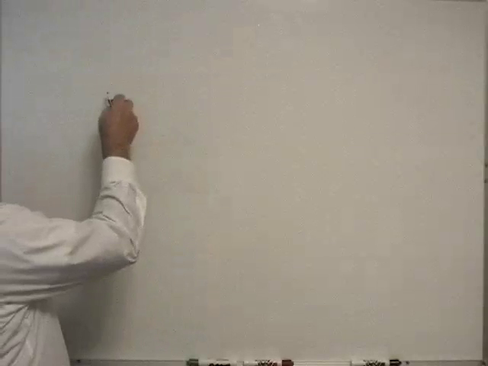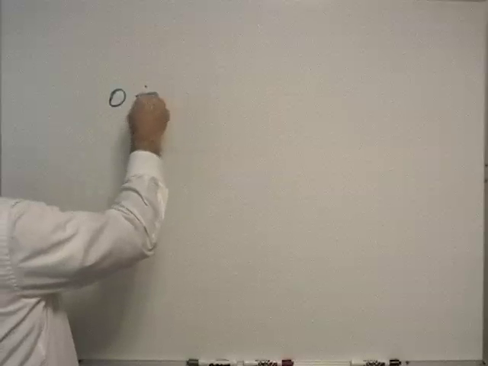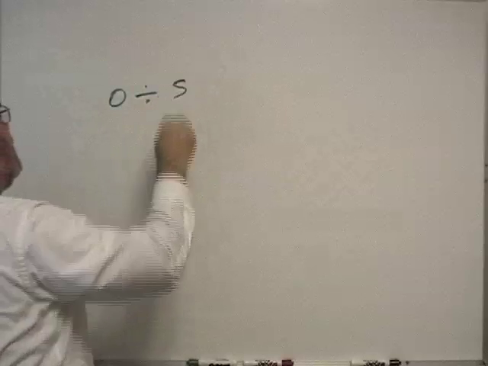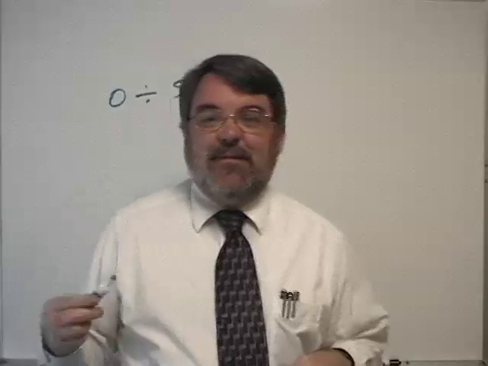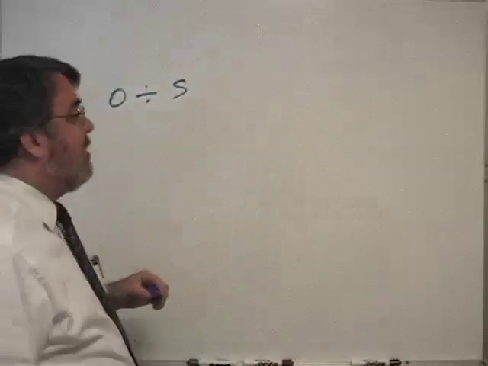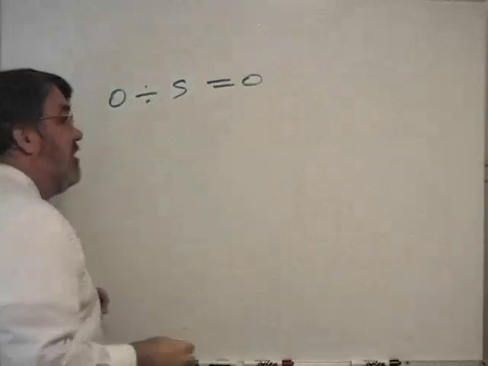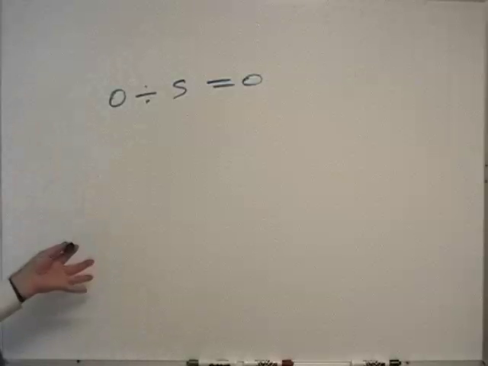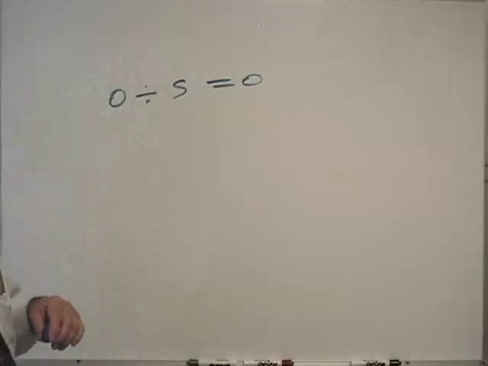Alright, so first of all, let's take 0 and divide by a number. What's 0 divided by 5? Okay. So how many times does 5 go into 0? You think, well, that's got to be 0, right? 0 divided by a number is 0. How do we know that?